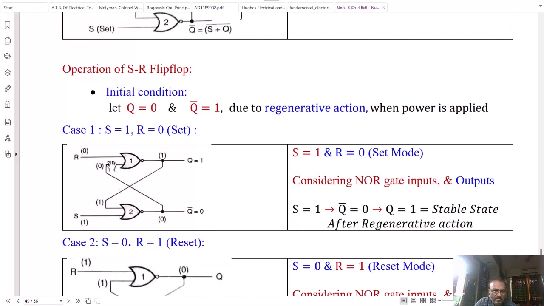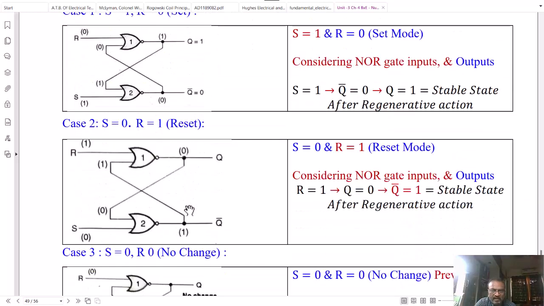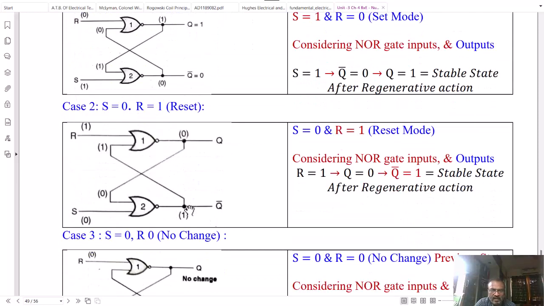When Q bar is pulled to 0, the second input of the first NOR gate goes to 0, and R is already 0. So both inputs to this NOR gate are 0. Therefore the output of the NOR gate is 0 OR 0 complemented, that is 1, and therefore Q becomes 1 and Q bar becomes 0.